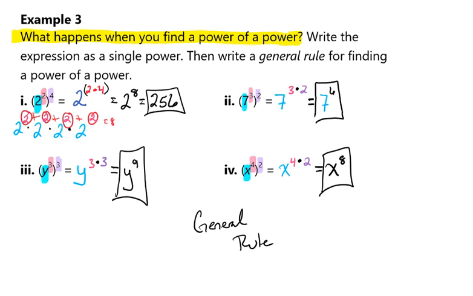So a general rule for that might look like x, let's do it with a like we've been. So if we have a to the m raised to the nth power, that's going to give us an answer of a to the m times n.